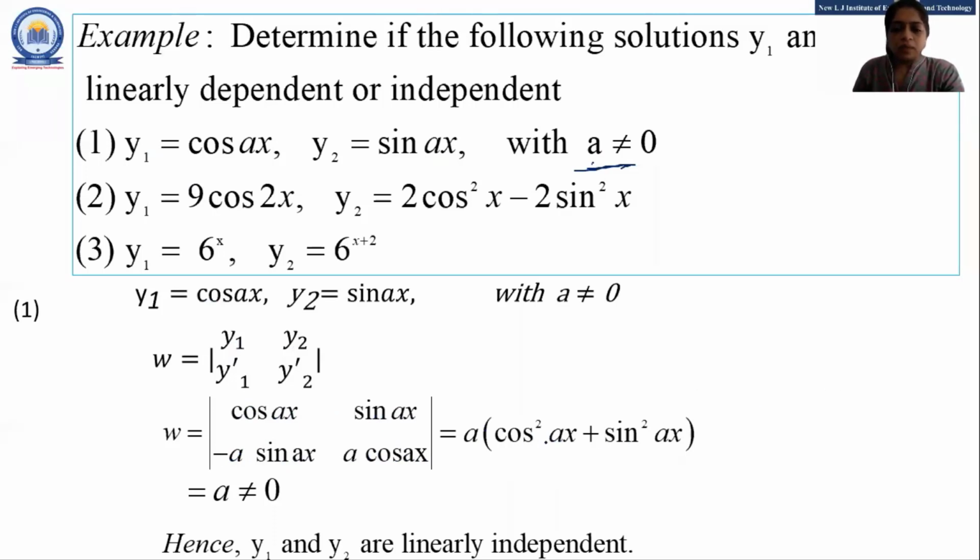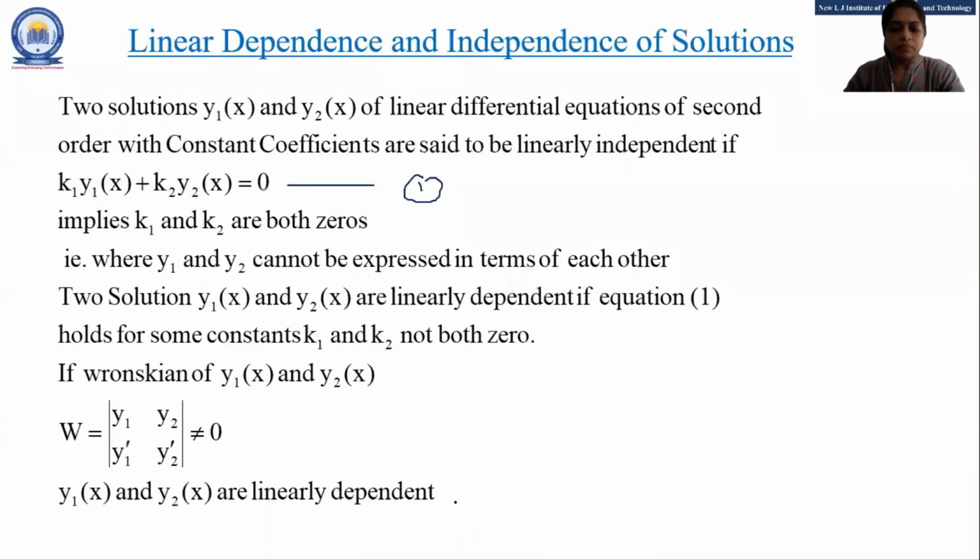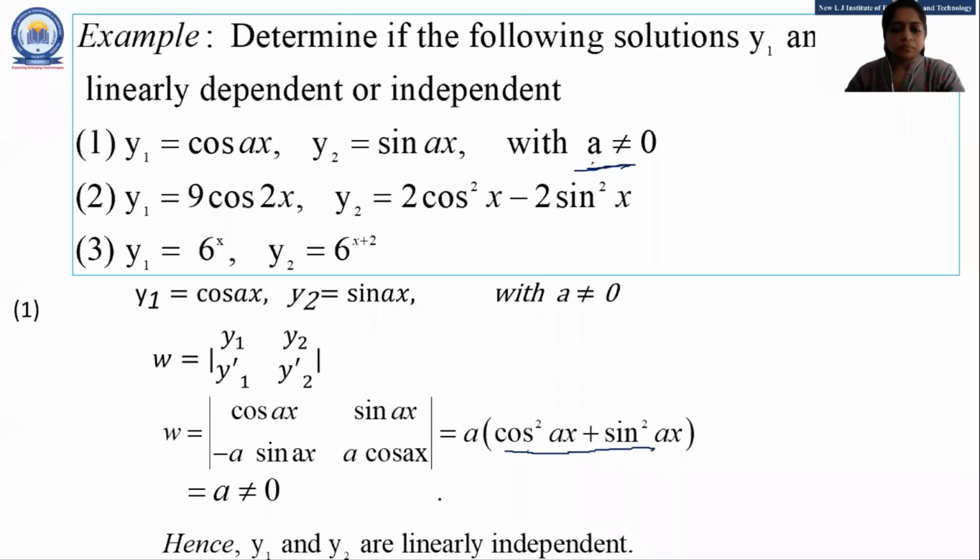If I take a common, then cos square ax plus sin square ax will give answer 1, and this a is not equal to 0, right? So finally a into 1 is a, where a is not equal to 0. Hence our Wronskian is not equal to 0. This y1 and y2 are linearly independent.